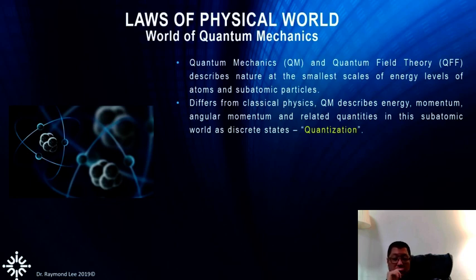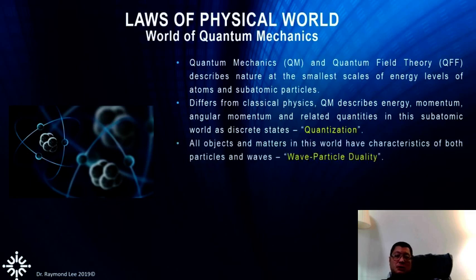But I remember at the time I was studying high school, I also asked the teacher why. Of course, we all didn't know at that time. But now we have some ideas. We will talk about this later on. So all the objects and matter in this world have two properties because they are so small.